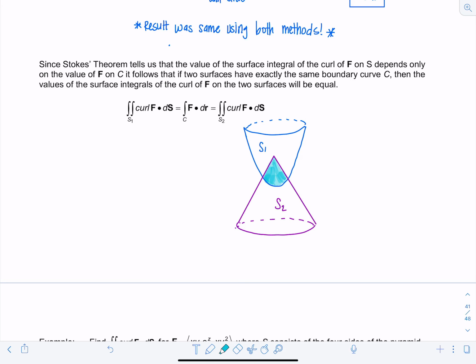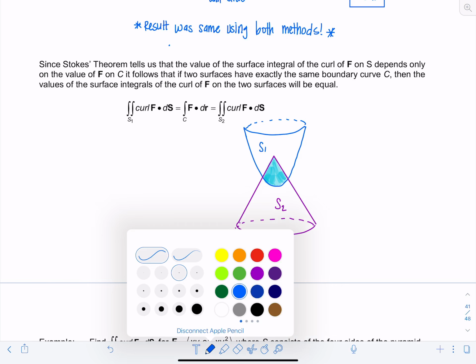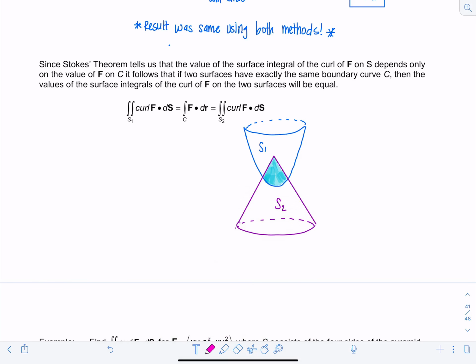But the boundary curve would be the same for both. So in this particular instance, if you're computing the work done, or the value of the surface integral of the curl of f on S, even though the two surfaces aren't identical, their boundary curves are, and so they would have the same value. Okay? Good. Let's move on and look at a couple more examples.